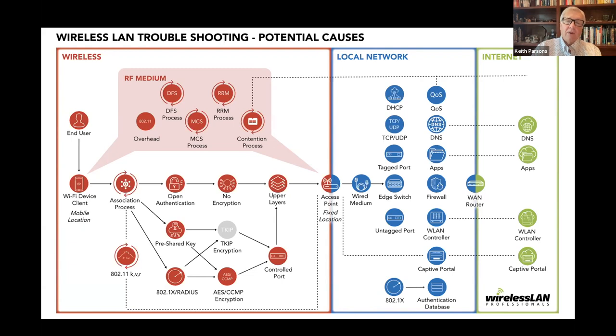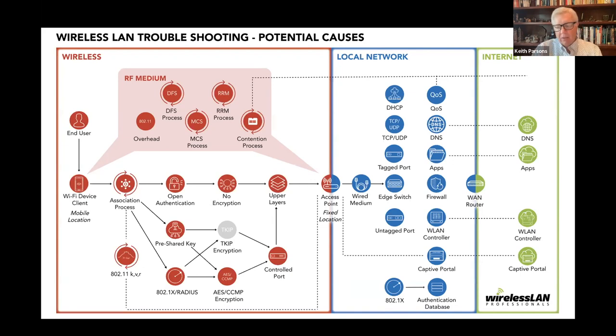Below it is the process of how a client actually joins the network and eventually hits the AP, which is in the center between blue and red. It's the part that takes something from wireless and converts it into wired. Problems that happen on the local network, DHCP, UDP, ports, controllers, apps, DNS, really don't have anything to do with wireless. Their effect might cause a wireless user to say something was wrong with the wireless, but that's not really the root cause.